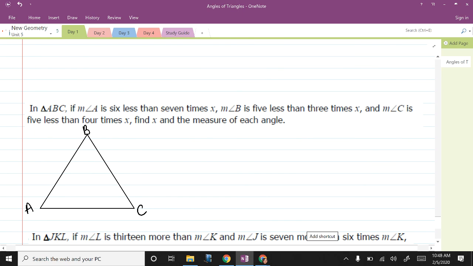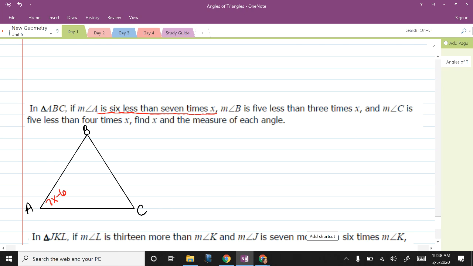All right, so I drew a triangle. It says if in triangle ABC, the measure of angle A is 6 less than 7 times x. 6 less than 7 times x. So how do we write that in algebra terms? Yes, 7x minus 6 for angle A. Is everybody okay with that?